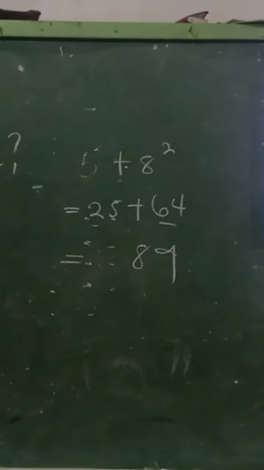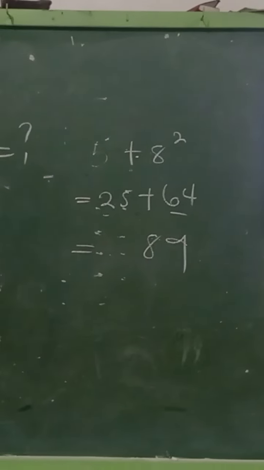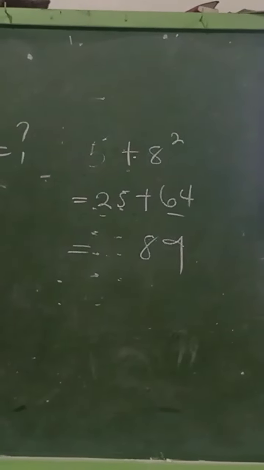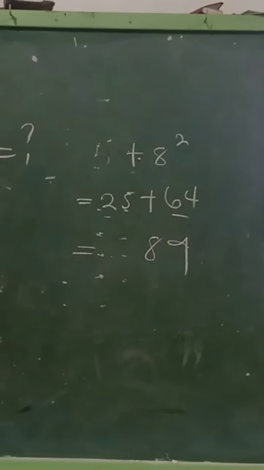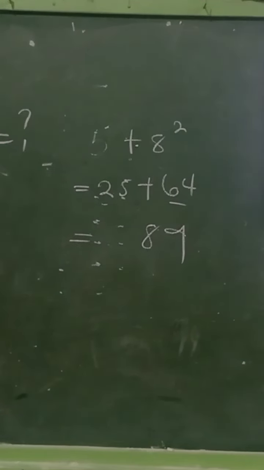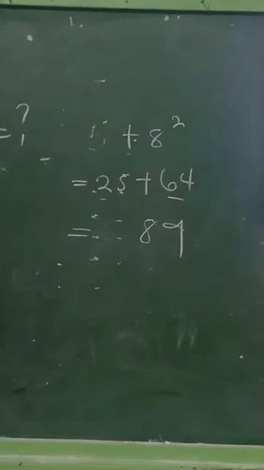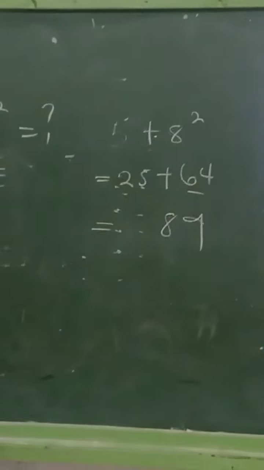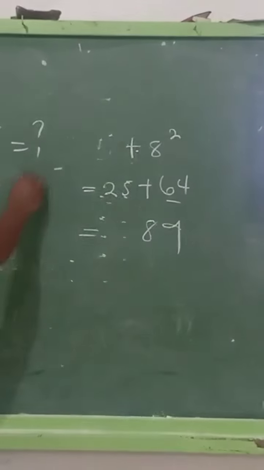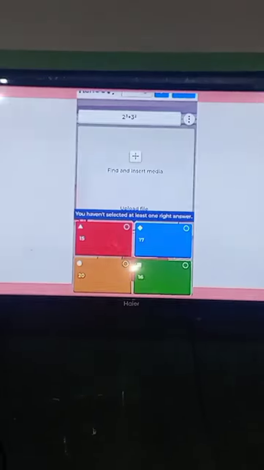So let's evaluate the expression first. 2 cubed is 8, and plus 3 squared is 9. So it's equal to, what would be the answer, class? B, 17. Okay, letter B is the right answer, class.